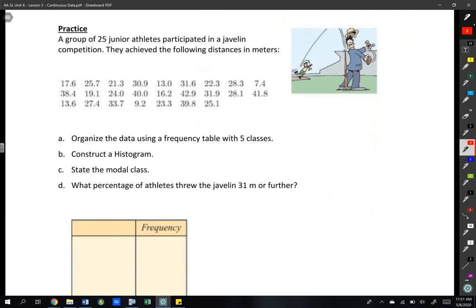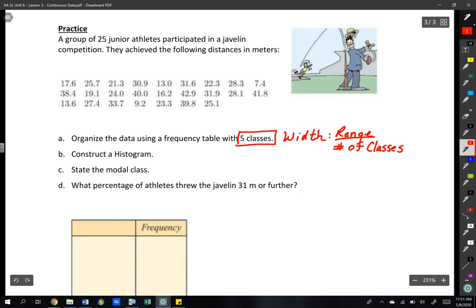Okay, the next problem says a group of 25 junior athletes participated in a javelin competition. They achieved the following distances in meters. All right, so the first thing we need to do is find the width. Again, the width is our range divided by our number of classes. Now, 5 is a pretty common number of classes to use, so you'll see that a lot, but it doesn't mean it has to be 5.